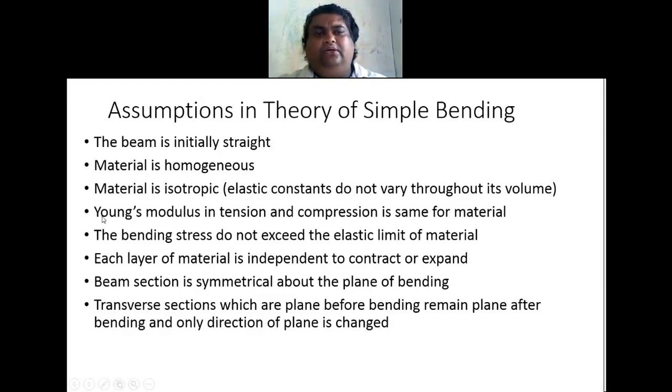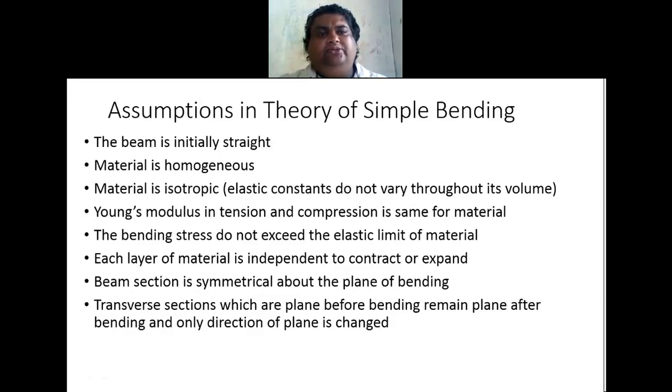The fourth assumption is the Young's modulus or modulus of elasticity in tension and compression is the same for the material. We will understand why we are making this assumption later on when we go to the derivation.